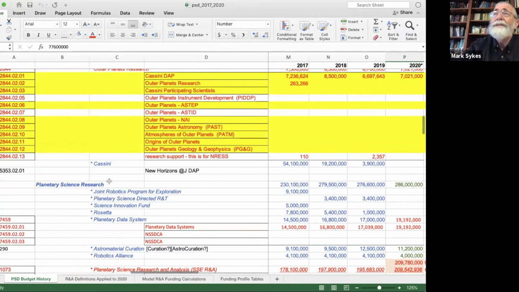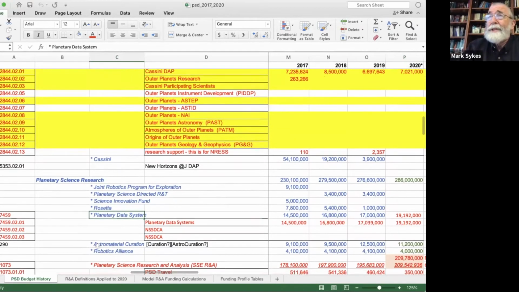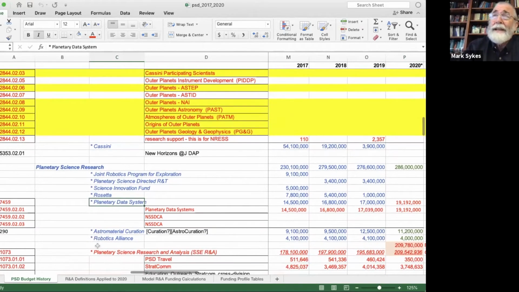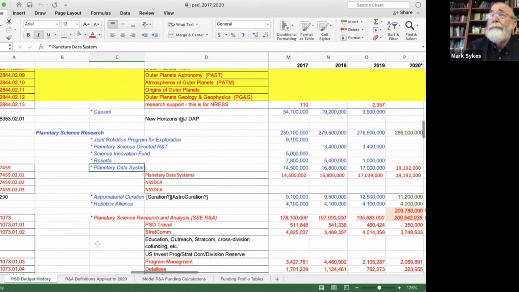Now, here we go, planetary science research. So this should be getting into it, right? But there are things in here which aren't planetary science research, like the Rosetta mission, and the Planetary Data System, which is where missions stash their data and work in real time to do that. But here's planetary science research and analysis.